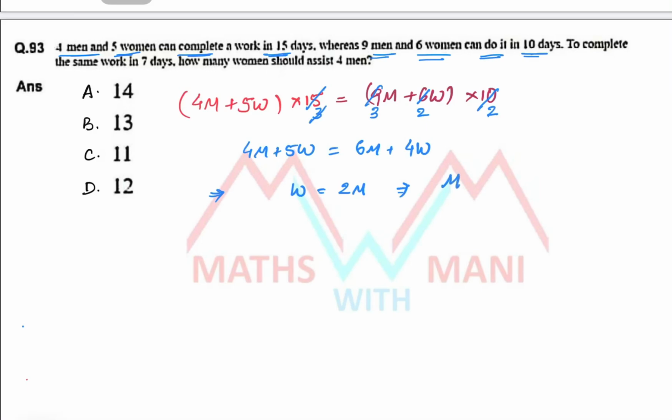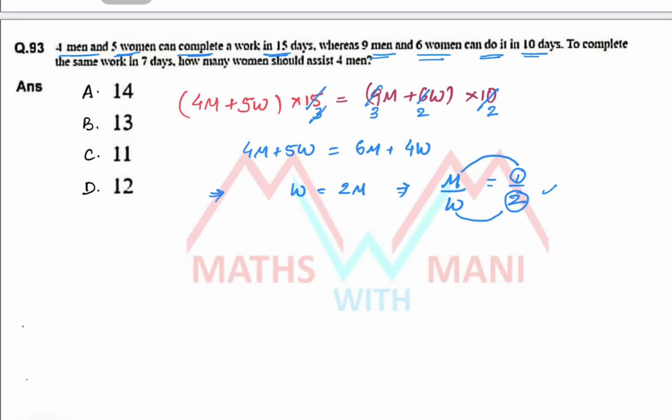So now tell me what is the men by women? M by W, that is 1 by 2. That means if men's efficiency is 1 part, what about women's efficiency? 2 parts. That means in one day a man can do 1 part, and one woman can do 2 parts. That is their ratio of efficiencies.